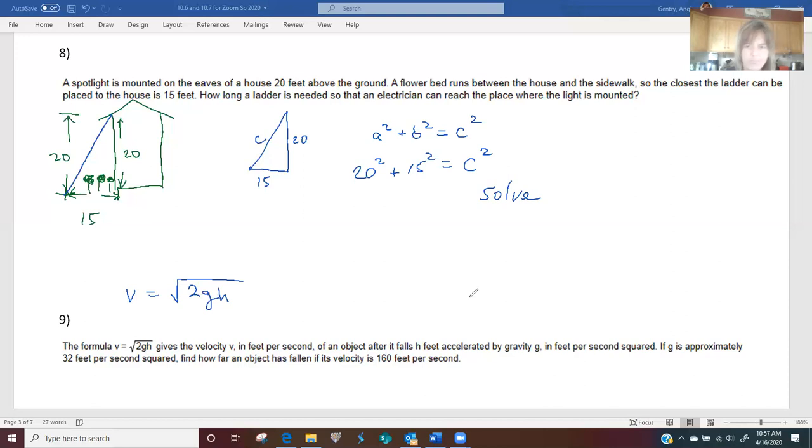This is your formula. They are telling you that G, gravity, is 32 feet per second squared. So you plug in 32 for the G, and then velocity is 160. So you replace this with the 160. You replace the G with 32, and then you simply solve for the H, you see? So don't make this worse. How far has an object fallen? So you want to know what is the height. So anyway, this is it.